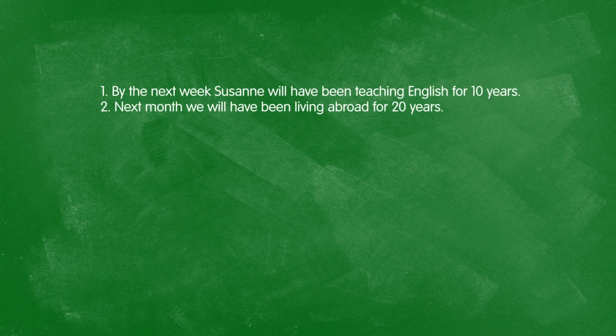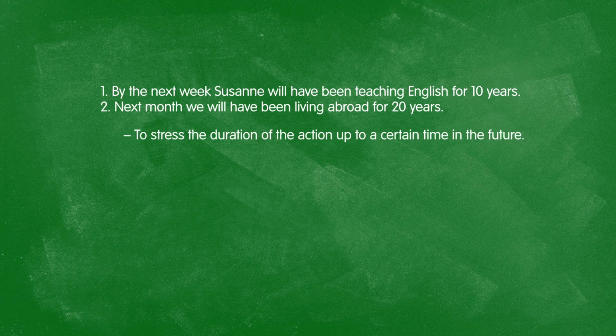So now let's examine some cases of usage of the future perfect continuous tense. In the first example, by next week, Suzanne will have been teaching English for 10 years. Or, next month, we will have been living abroad for 20 years. Here, we're using the future perfect continuous tense to stress the duration of an action up to a certain point in the future. They will have been doing it at a certain time.